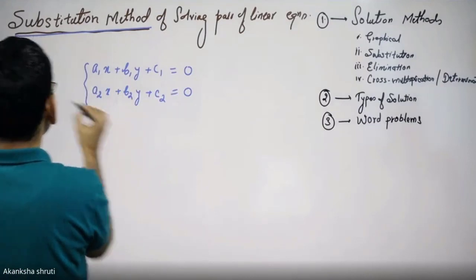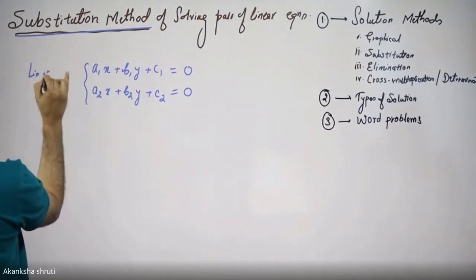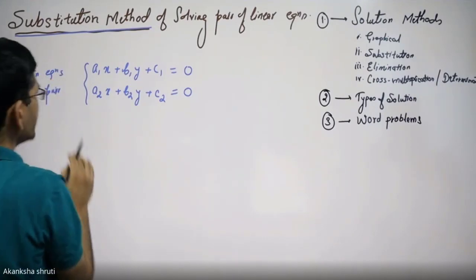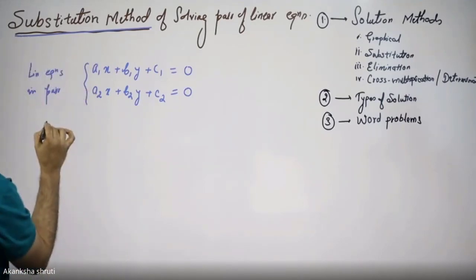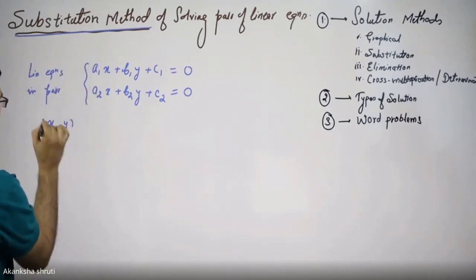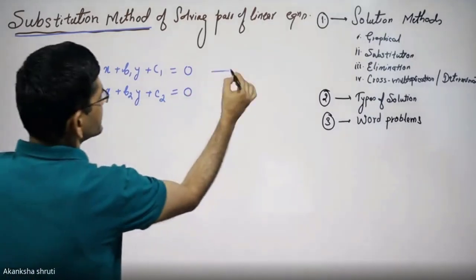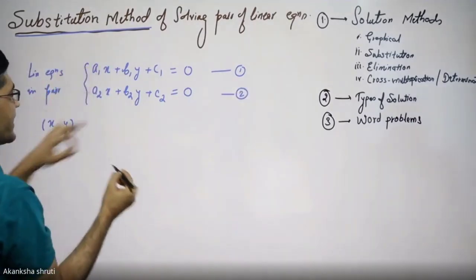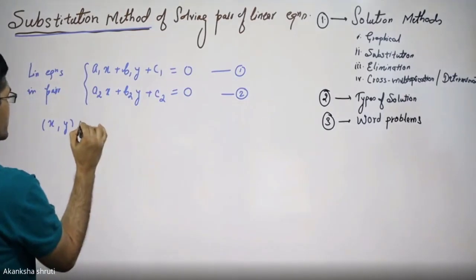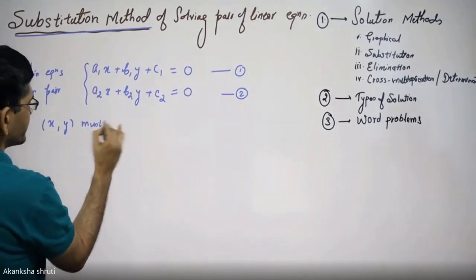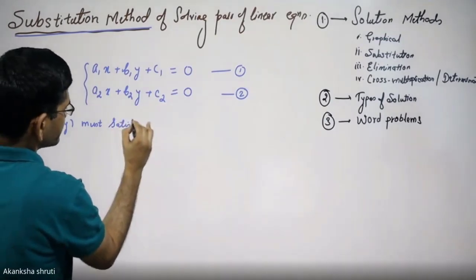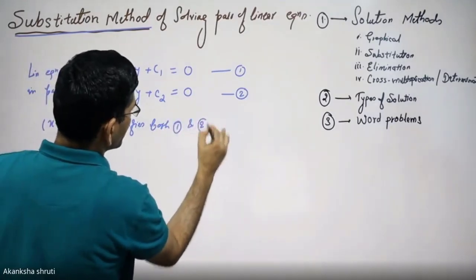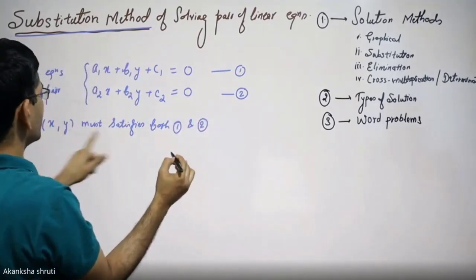These two are linear equations in pair, and the solution of this pair means the values of x and y which satisfy both. If you consider these as equation 1 and equation 2, the values of x and y which must satisfy both 1 and 2 are called the solution.